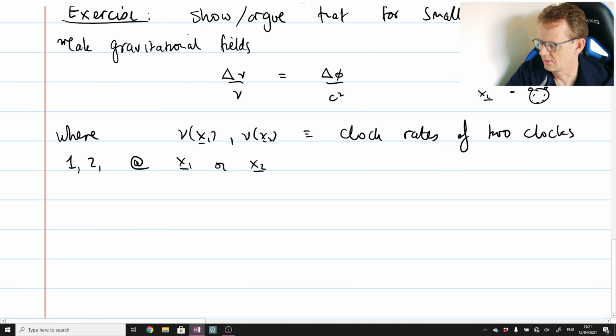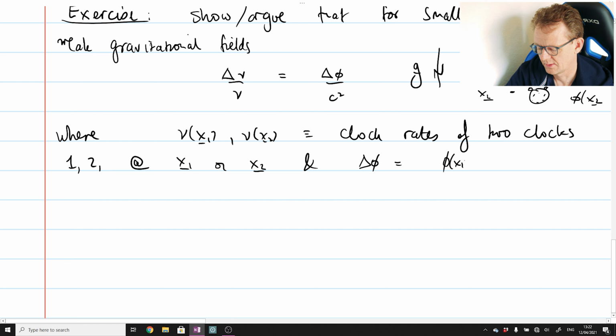So what's phi? Phi is the gravitational scalar potential, which we met in the previous lecture. So it's phi of x1, phi of x2, and delta phi is just the difference between these two scalar potentials. Gravity is pointing somehow down in this picture. So delta phi is phi of x1 minus phi of x2.